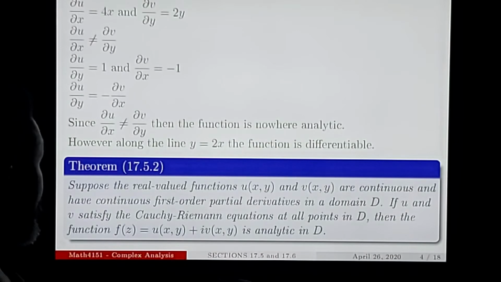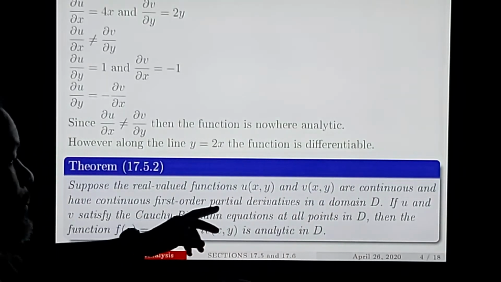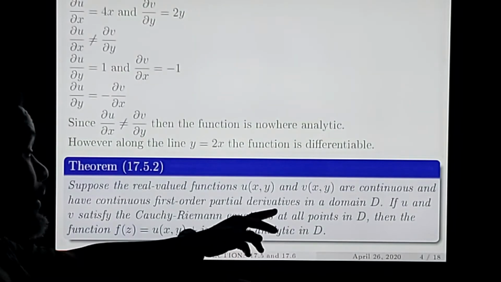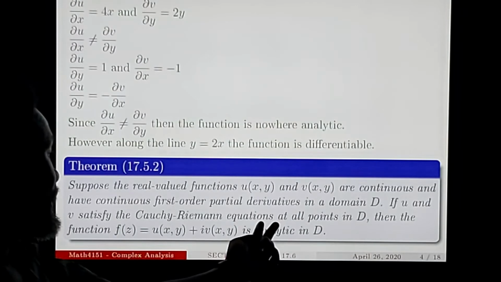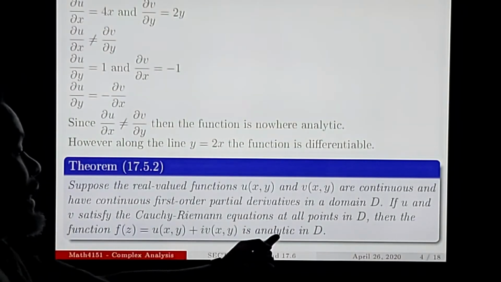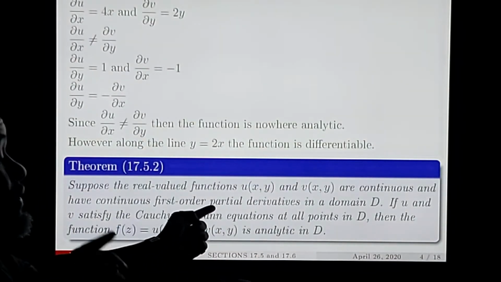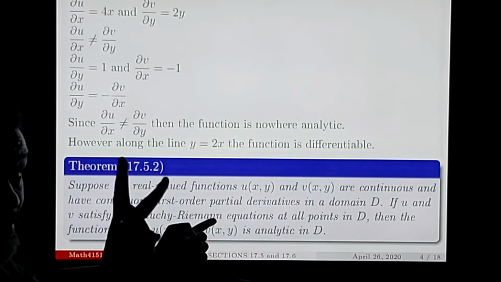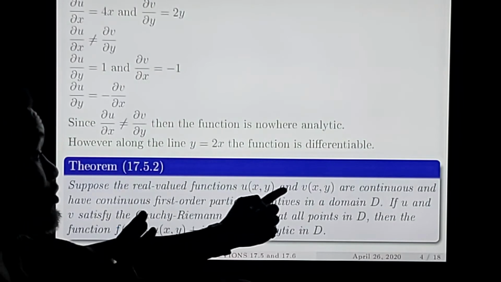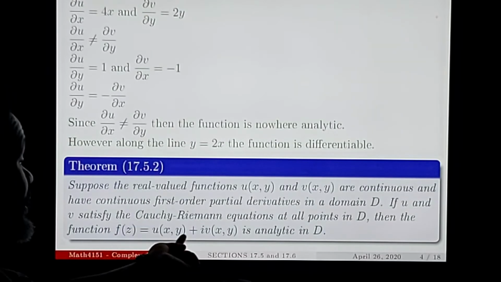Okay, next theorem. Suppose the real valued functions u and v are continuous and have continuous first order partial derivatives in a domain D. If u and v satisfy the Cauchy-Riemann equations at all points in D, then the function f of z is analytic. Notice we're saying continuity of this and the Cauchy-Riemann equations are satisfied in D. So there are two things: the Cauchy-Riemann equations, and that u and v are continuous in that same domain. Then we can say this function is analytic in D.